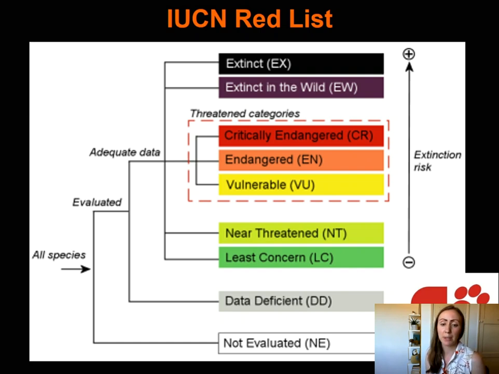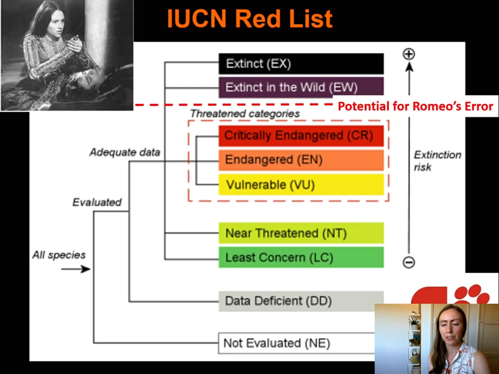And extinction risk is being evaluated for less than 5% of the world's described species. And sometimes there's the potential for what's called Romeo's error, which is wrongly declaring a species to be extinct when in actual fact it still exists. This is more common than you might think because very rarely are extinctions physically observed, so we instead have to think about extinctions in terms of probability.